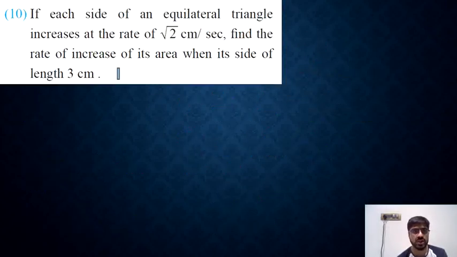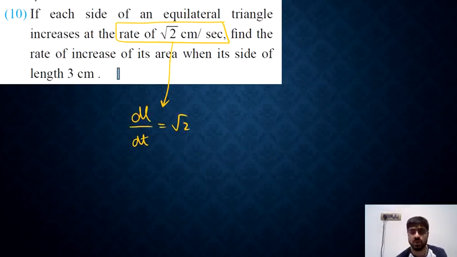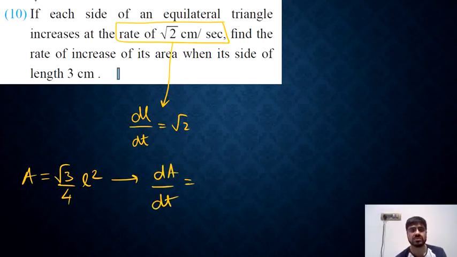Let's go ahead with the 10th question. They are asking us, if each side of an equilateral triangle increases at this rate, so this is the rate of increase of the side. Let us say that the length of side is L, and they have told us that dl by dt is equal to root 2. Find the rate of increase of its area when the length of side is 3 centimeters. See, for an equilateral triangle, the area is given by root 3 by 4 L square. So you need the rate at which the area is increasing, which will be dA by dt.